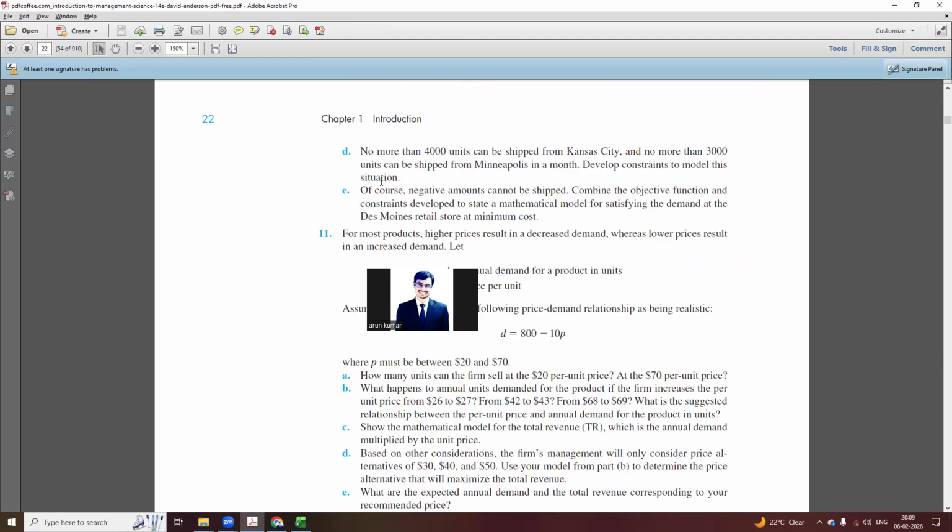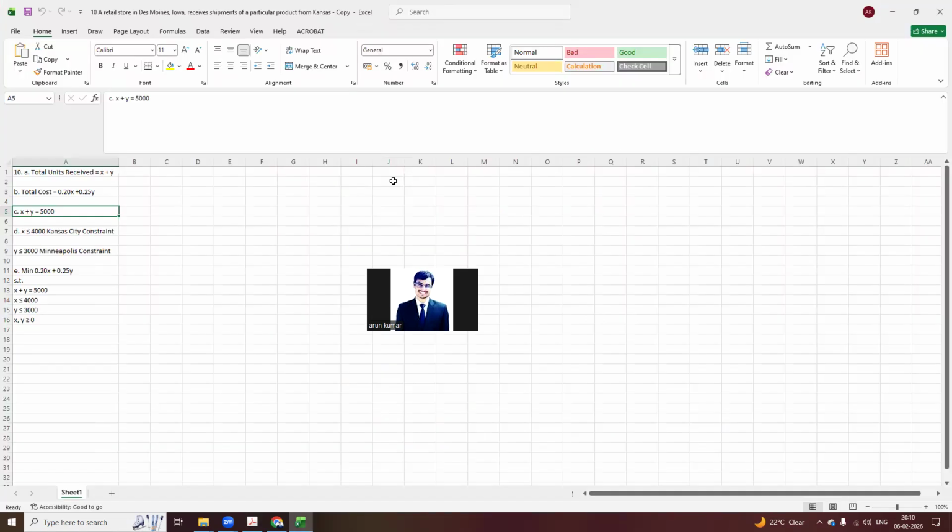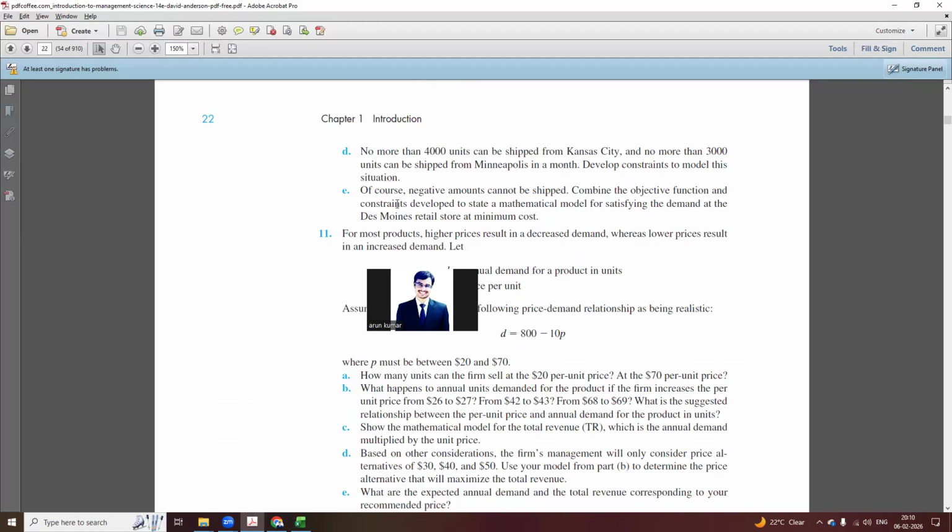Then we have part D: no more than 4,000 units can be shipped from Kansas City and no more than 3,000 units can be shipped from Minneapolis in a month. So we need to develop constraints for this situation. For part D, X is less than or equal to 4,000, which is the Kansas City constraint, and Y is less than or equal to 3,000, which is the Minneapolis constraint. Both of them are the constraints for part D.